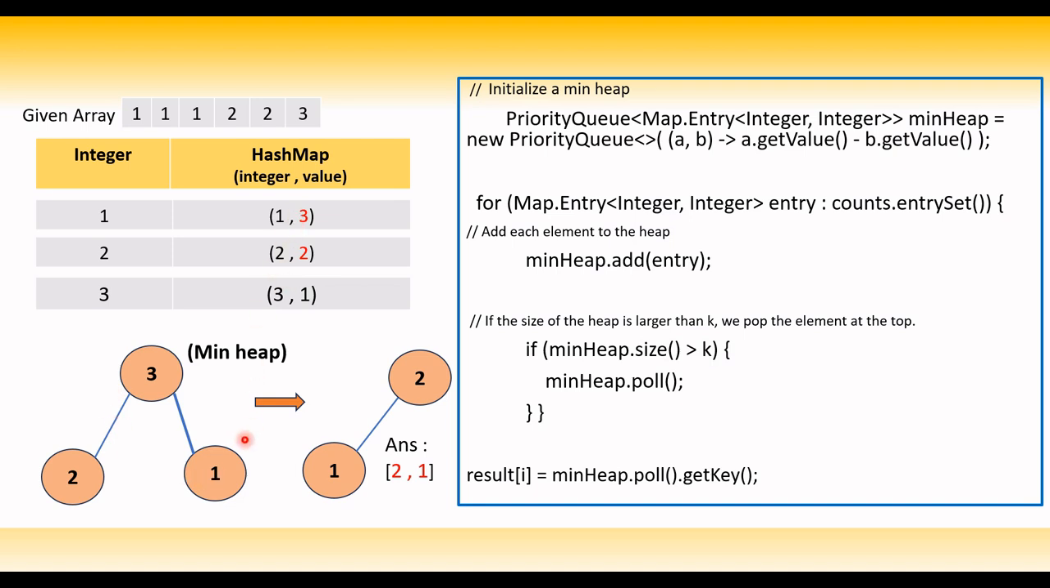So first it will add 1 comma 3, that is 1 in the given heap, then it will add 2, and then when it adds 3, the size will exceed 2, and then it will use the poll method to pop this out, and then we'll be left with 2 comma 1. So then we can again use the poll method and get the keys of the two values, and we can just iterate it. So I hope you have understood how we can use a min heap and provide the optimized solution to provide the top k frequent elements for a given array.